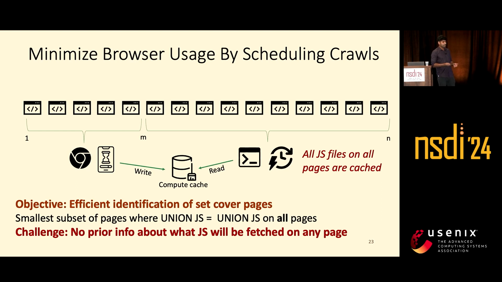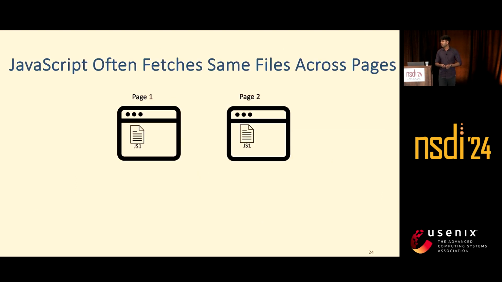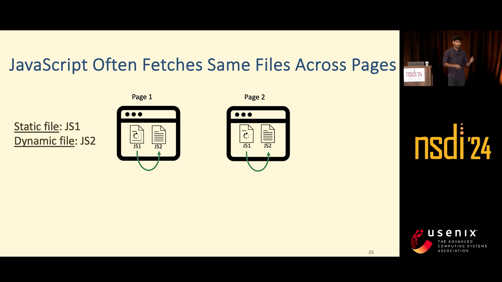So now to tackle this, let me present you an example where we are crawling two pages, page 1 and page 2. And let's assume that both these pages are loading the same JS file, JS1. We realize that oftentimes when the same JS file is loaded on two separate pages, it ends up fetching the same JS file, in this case JS2. We refer to JS1 as a static file and JS2 as a dynamic file.